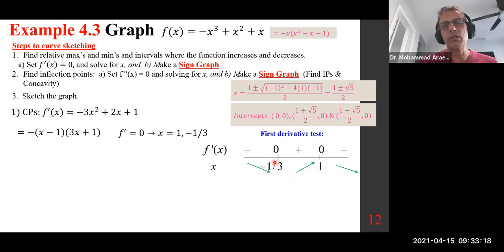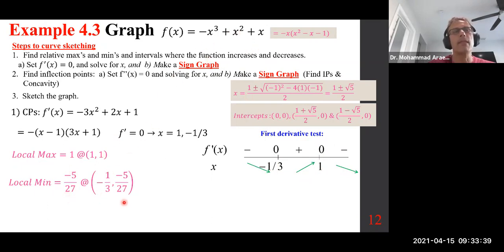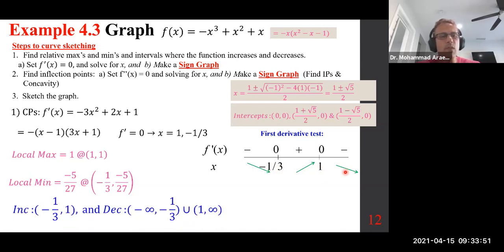And you have to plug minus 1/3 into the original function, also 1 into the original function, to find those relative extrema. So here we go. Local max is 1 at (1, 1). So plug in 1, evaluate it. Plug in negative 1/3 gives you negative 5/27. I leave it for you to evaluate that. So it's increasing from negative 1/3 to 1. It's decreasing from negative infinity to negative 1/3, union 1 to infinity. So we have intervals of increasing, decreasing.